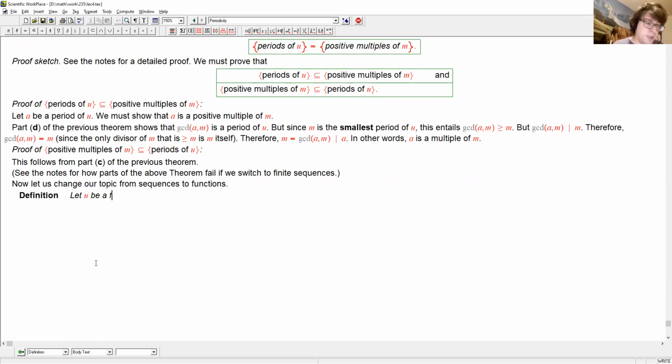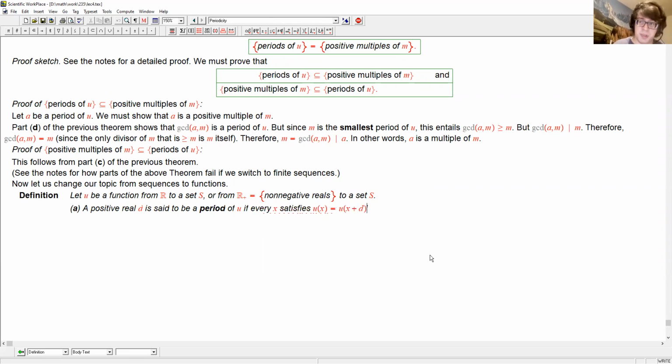Let U be a function from R to a set S, or from R plus to a set S. So it's either defined on the whole real axis or it's defined on a half axis. R plus is the set of all non-negative reals. Let's define periodicity. A positive real D is said to be a period of U if every X satisfies U of X is U of X plus D. And of course, X is either in R in this case or in R plus in this case. So if every X in its domain.